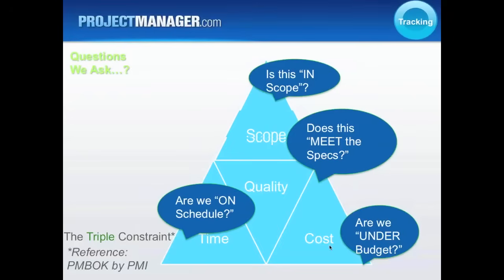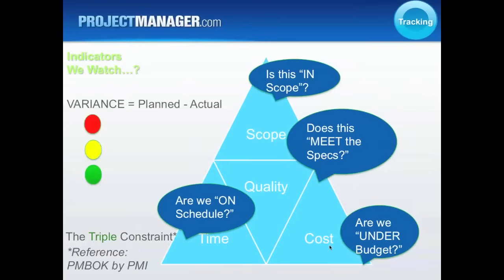And then some of the indicators that we watch for. For each of these questions and each of these areas of the triple constraint, we're looking at variance. So what is variance? When we look at variance, we're looking at what was planned in the project and what's actually happening.